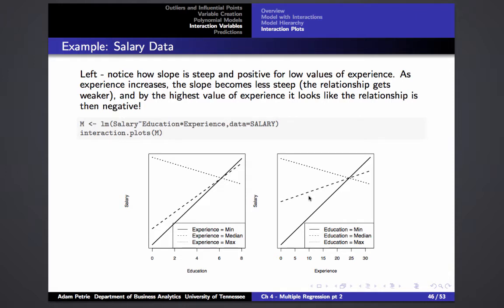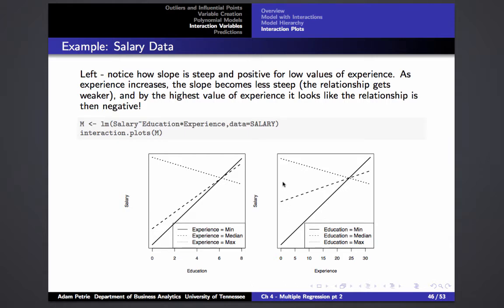Same kind of thing going on here. Here's the dashed line representing the median educational level. As someone becomes more and more educated, the effect of experience diminishes. So as we go from the minimum amount of education to the median amount of education, in other words, as education is increasing, the slope of the implicit regression line is getting closer to 0, implying the relationship between salary and experience is weakening. Eventually, between the median and the maximum, this slope is 0, implying the effect completely disappears. And at the very largest levels of education, it looks like experience maybe hurts you a little bit. The relationship is actually somewhat negative.